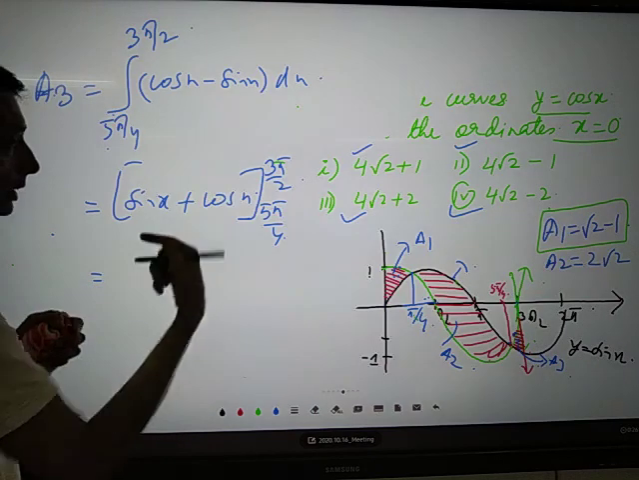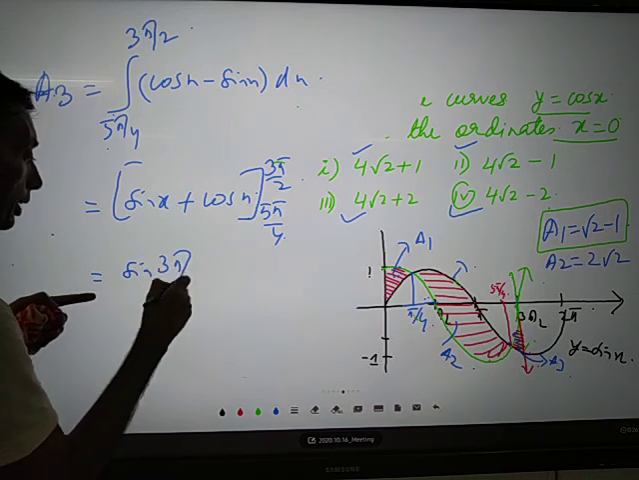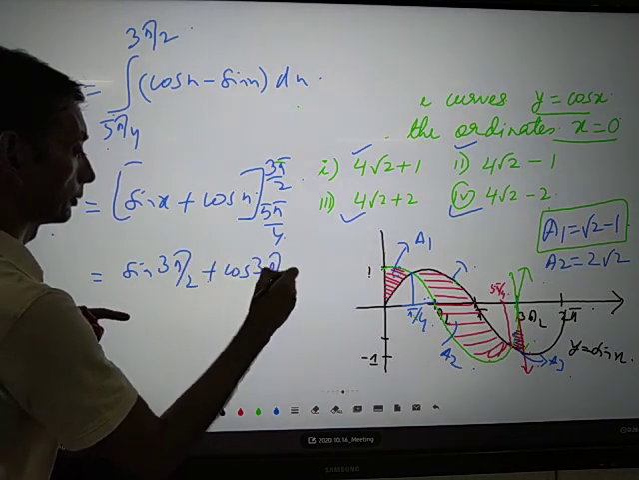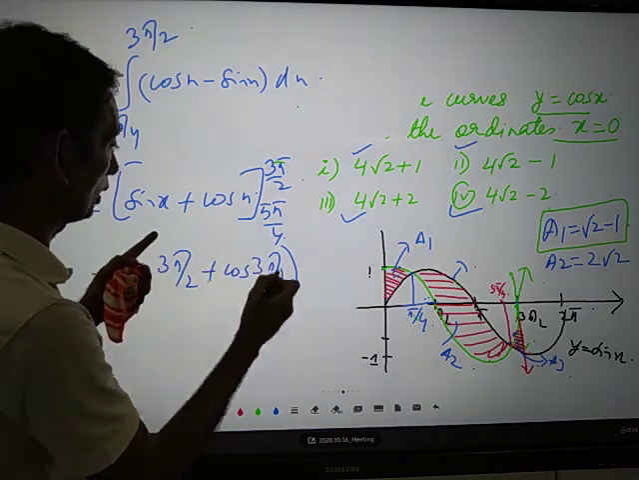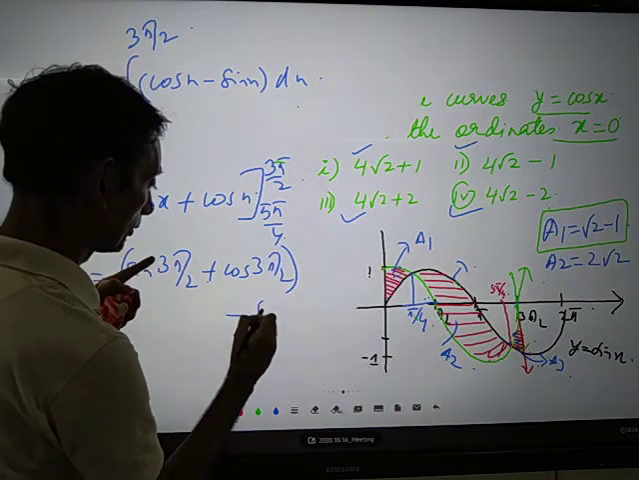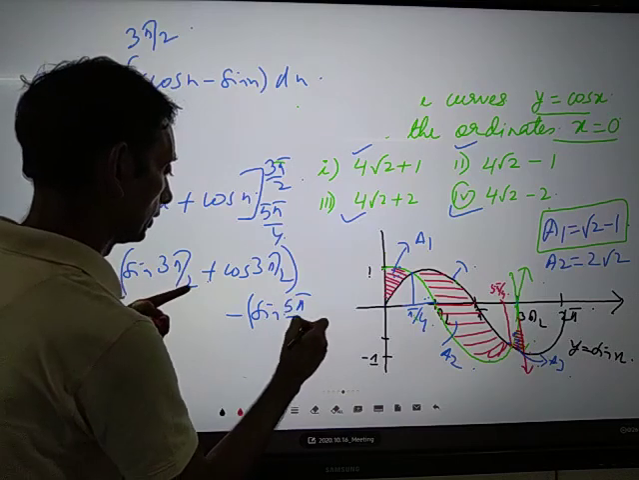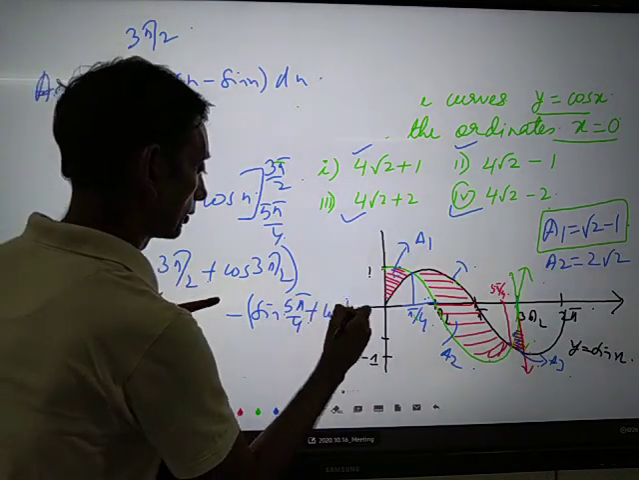So if we substitute the value, that is sin 3 pi by 2 plus cos 3 pi by 2. Done. Then we will substitute the lower limits. Minus, sin 5 pi by 4 plus cos 5 pi by 4.